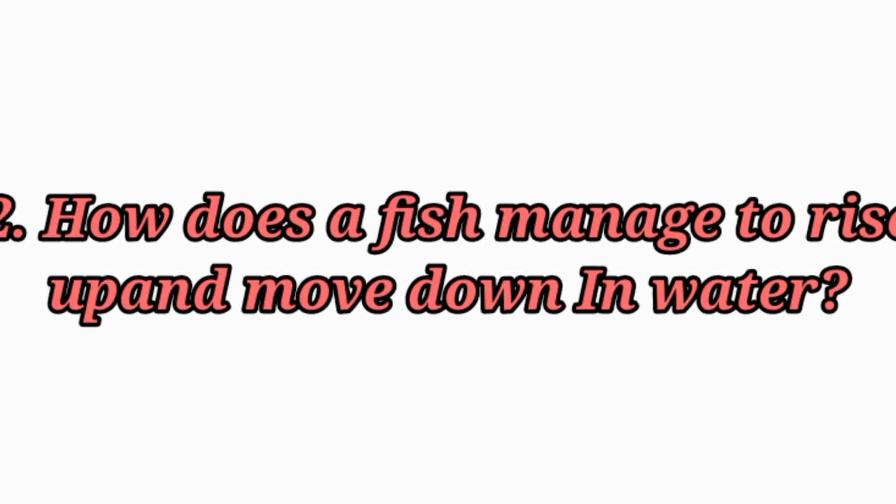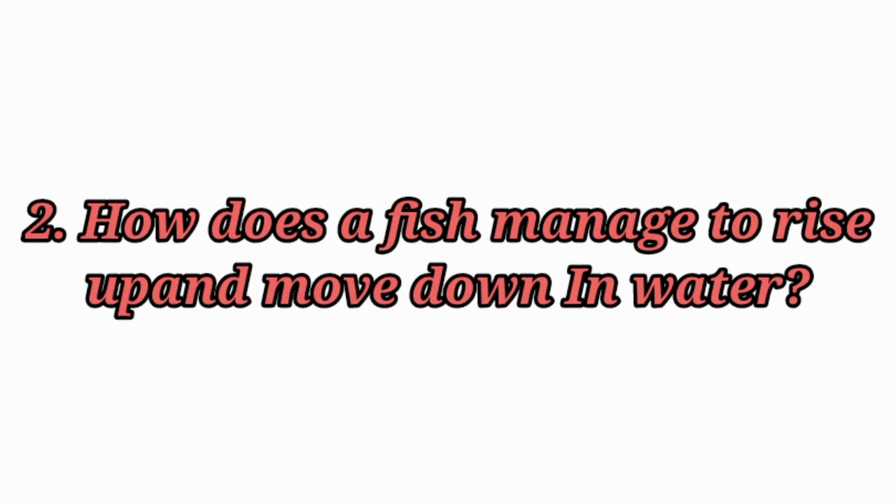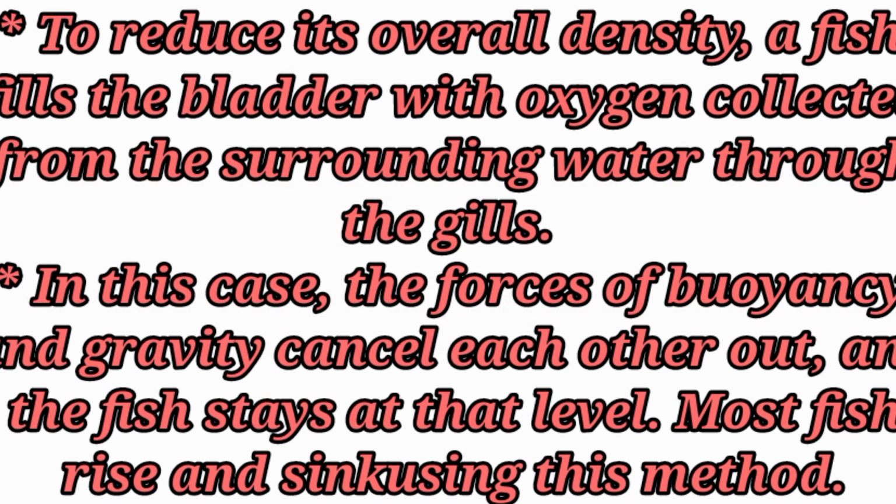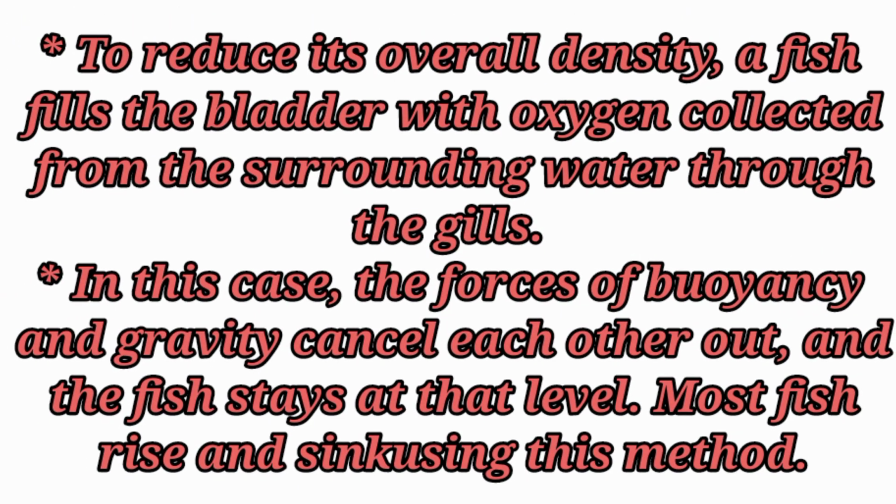Second question. How does a fish manage to rise up and down in water? Answer. To reduce its overall density, a fish fills the bladder with oxygen collected from the surrounding water through the gills. In this case, the forces of buoyancy and gravity cancel each other out and the fish stays at that level. Most fish rise and sink using this method.